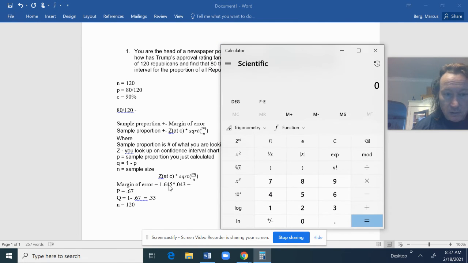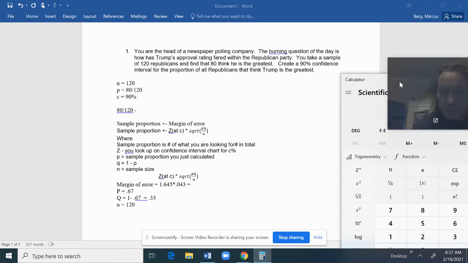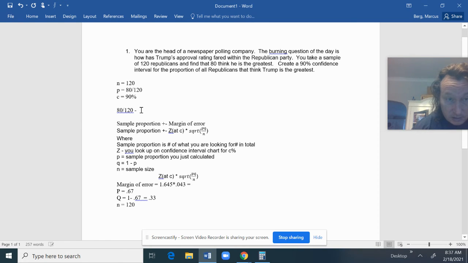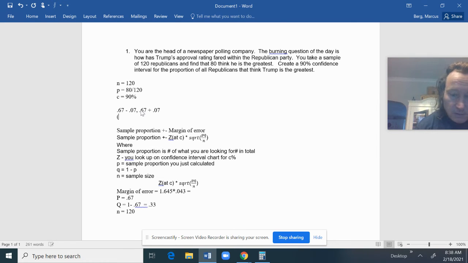So we're going to do this times this. 1.645 times 0.043, and my margin of error is 0.07. So it's this minus 0.07. And we said that 80 divided by 120 is 0.67. And then 0.67 plus 0.07. So this confidence interval would be 0.60 to 0.74.